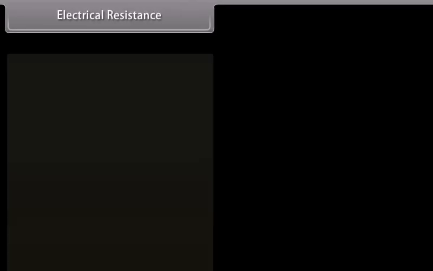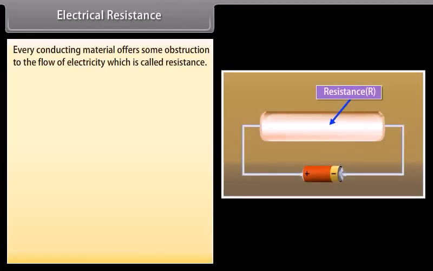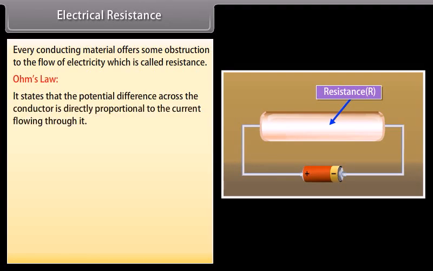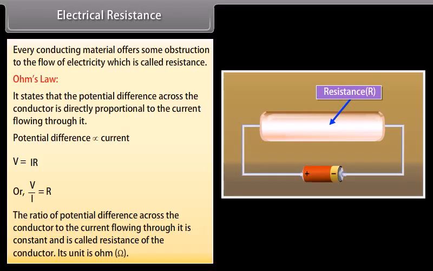Electrical resistance. Every conducting material offers some obstruction to the flow of electricity, which is called resistance. Ohm's law states that the potential difference across the conductor is directly proportional to the current flowing through it. V is equal to IR, or V upon I is equal to R. The ratio of potential difference across the conductor to the current flowing through it is constant and is called resistance of the conductor. Its unit is ohm.